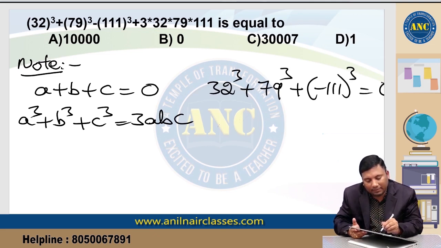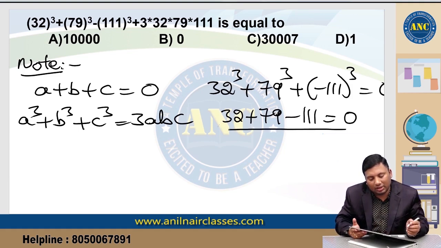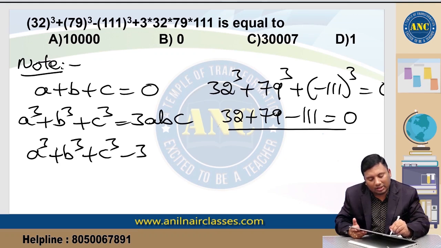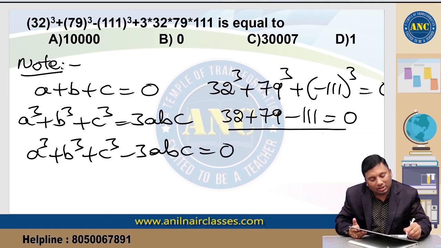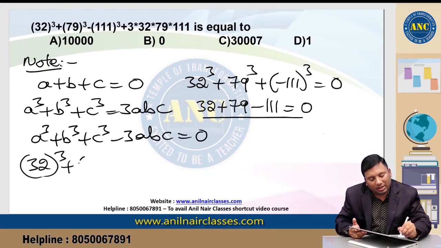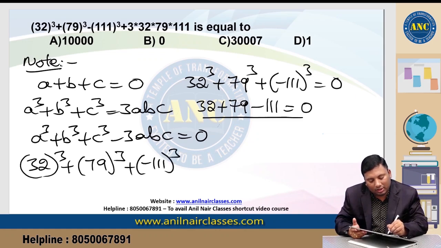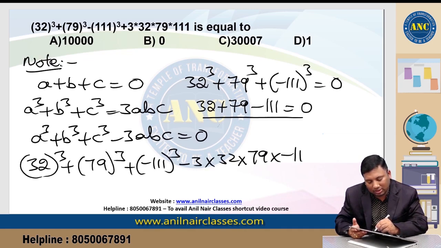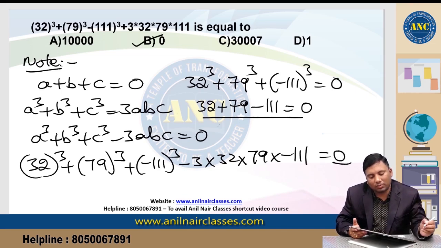So it is nothing but 32 plus 79 minus 111. So answer is nothing but 0. Right? So a cube plus b cube plus c cube minus 3abc is 0. If I use this, the 32 cube plus 79 cube plus minus 111 whole cube minus 3 into 32 into 79 into minus 111 is nothing but 0. Answer should be 0. I hope it is clear.